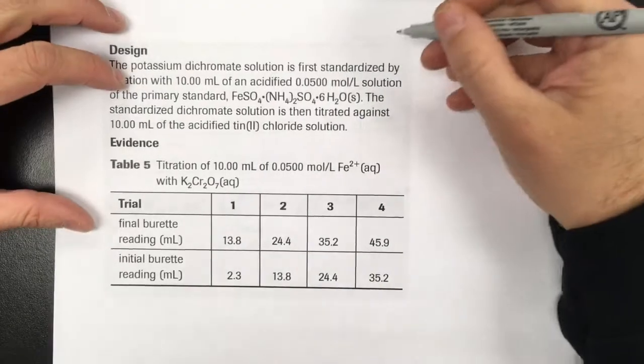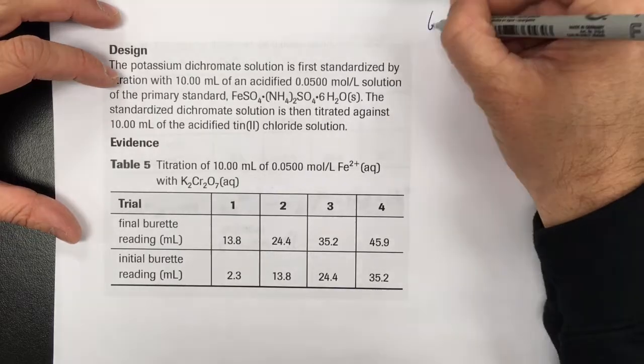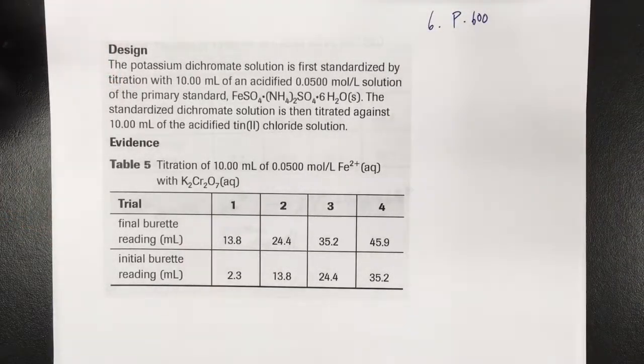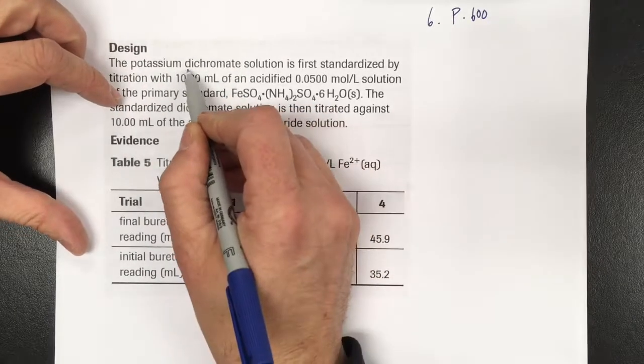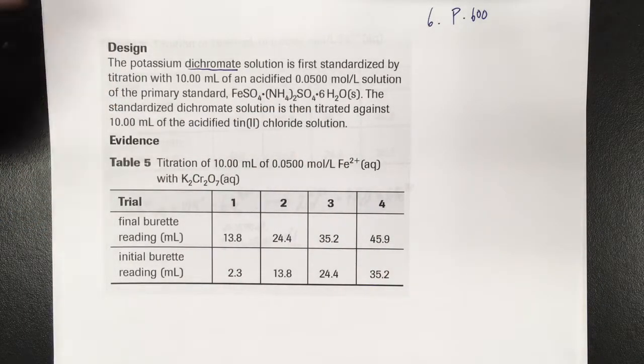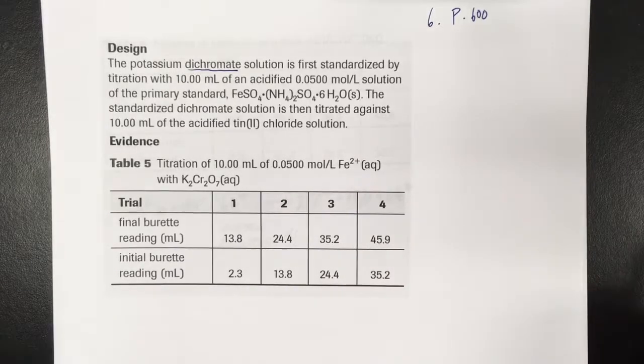In this video, we're going to be looking at question number 6 on page 600 in your textbook. And in this question, it's very similar to the lab that we do in Chem 30, where we do a redox titration. One difference is that we're using dichromate instead of potassium permanganate. So we're using potassium dichromate in this example instead of potassium permanganate.